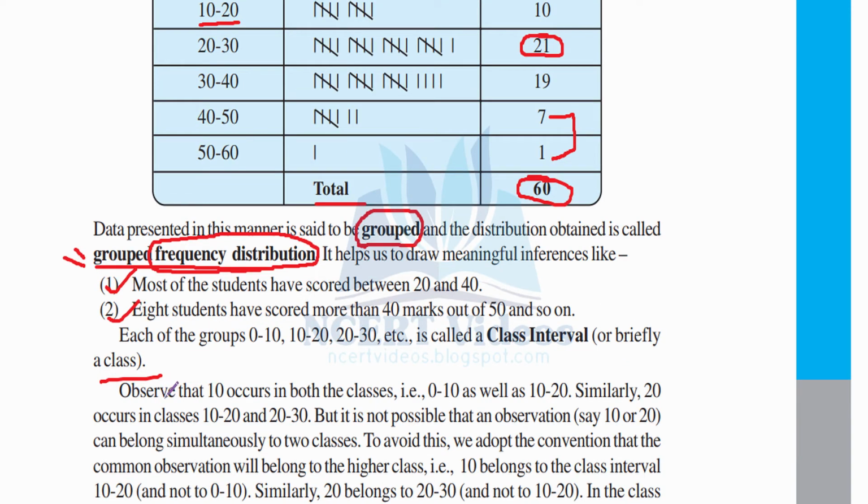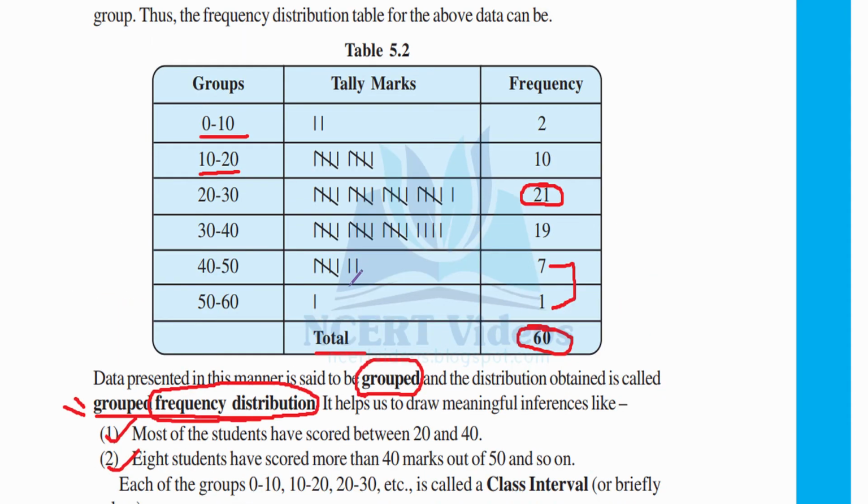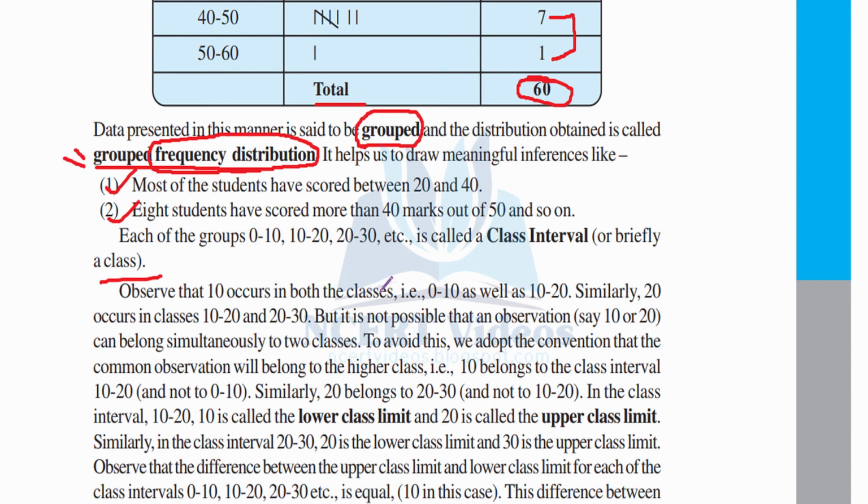Now here is the problem. Observe that 10 occurs in both the classes, that is from 0 to 10 as well as from 10 to 20. Well, if any student gets 10 marks, then in which class shall we put them? It says it is not possible that an observation, say 10 or 20, can belong simultaneously to two classes.